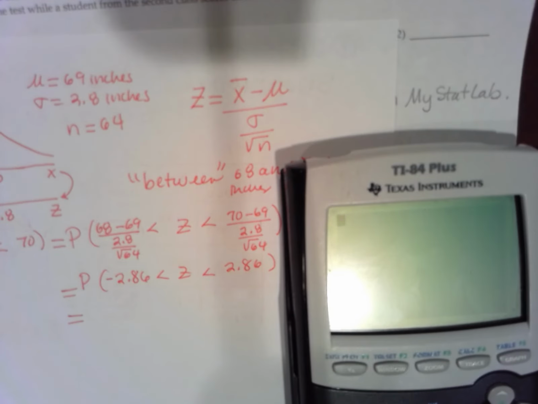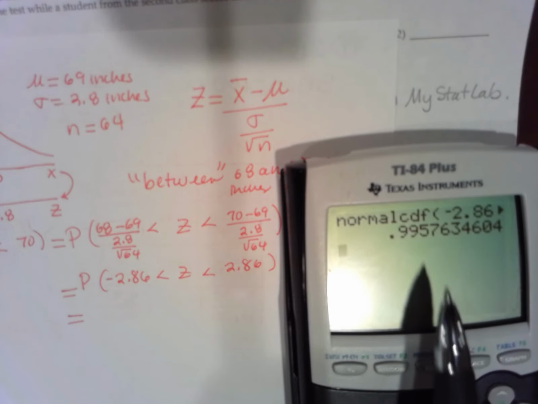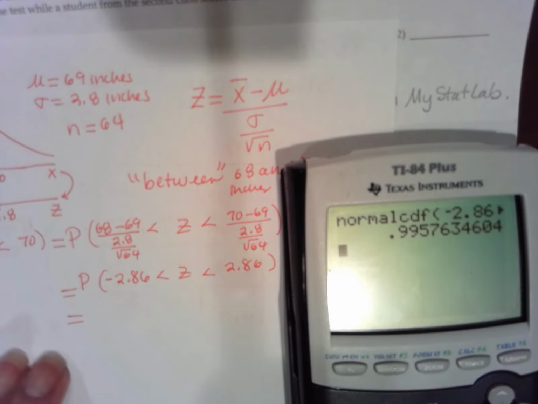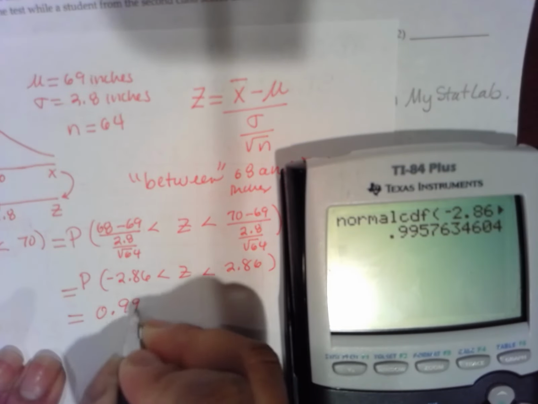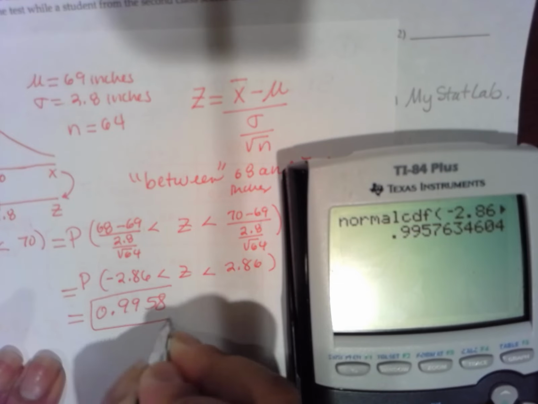So I'm going to clear the screen. We're going to go to second vars, option 2. The lower is going to be negative 2.86 and the upper is going to be 2.86. Everything else remains the same. Just keep entering or moving the arrows and press enter. The calculator will take care of the area between those two z-scores. The probabilities will be 4 decimal places, so this one will be 0.9958. That will be your final answer.